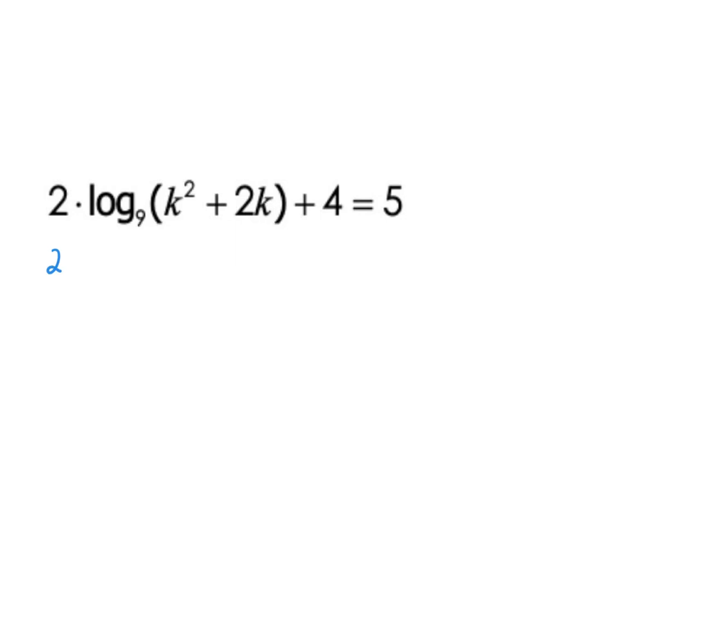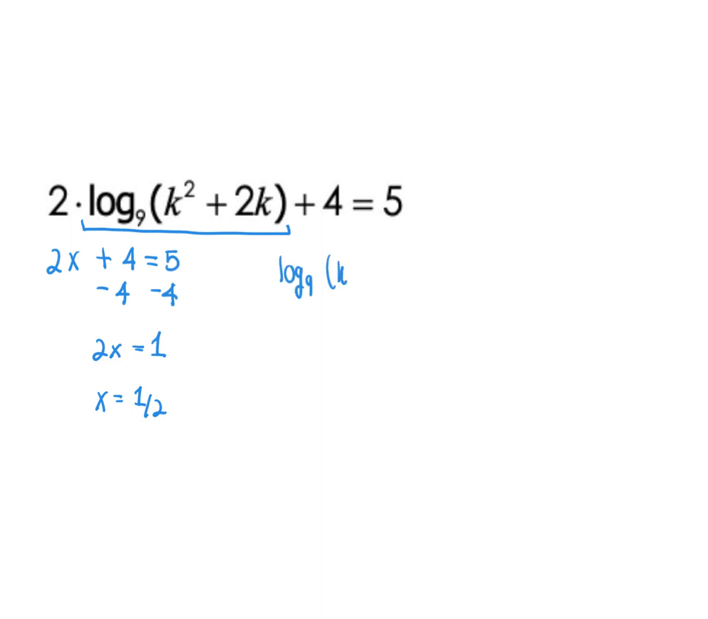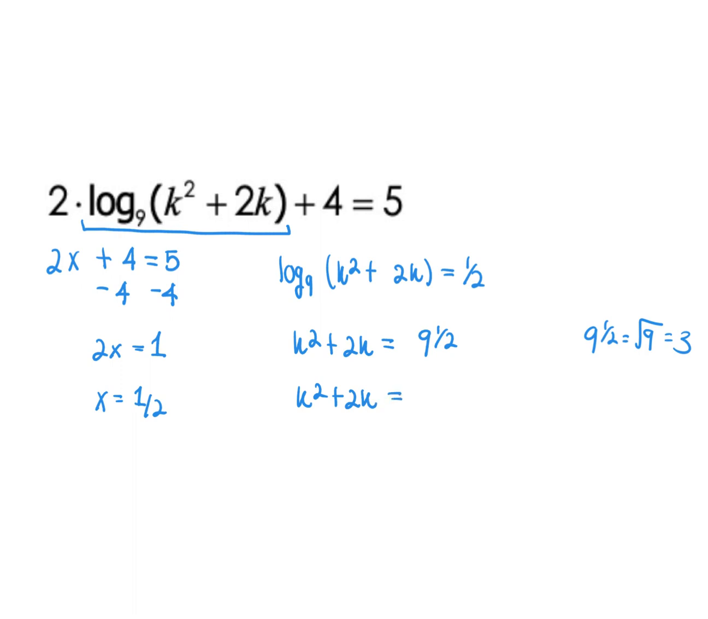So again, you want to solve it almost like it's 2x plus 4 equals 5. Log of everything is just like its own variable. You minus 4 from both sides. You get 2x equals 1. You get x equals 1/2. So it's log base 9 of k squared plus 2k is 1/2. So it's going to be k squared plus 2k is 9 to the 1/2 power. 9 to the 1/2 is the square root of 9, which is just 3. So it's k squared plus 2k equals 3.